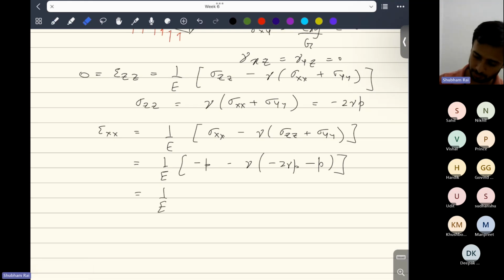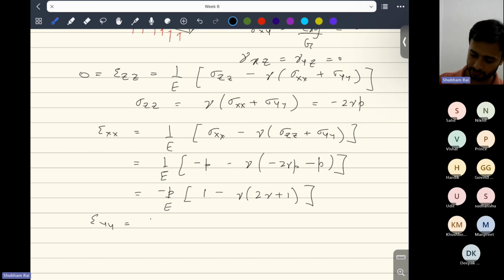minus, I'm just taking p as common. So here you get minus p by E, and the expression left here will be 1 plus mu times 2 mu plus 1. Here it will be minus because you have taken minus as common, and minus minus will be plus. The final expression will be this only.